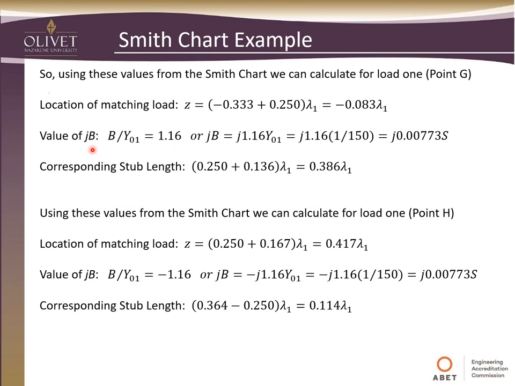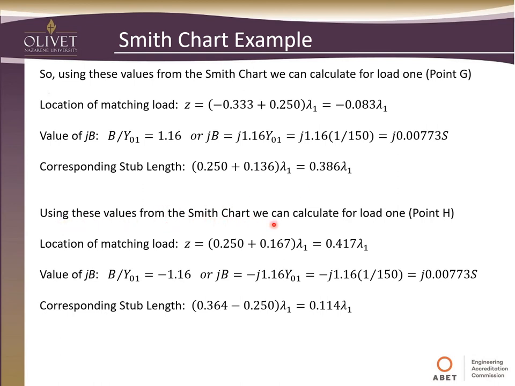And then the value of the load that we need to put there, the normalized value is 1.16, so we can multiply that times 1 over 150, our line admittance, and that gives us the actual value. And then that corresponds to a stub length. We add those two values again off the Smith chart, that gives us 0.386 lambda 1.